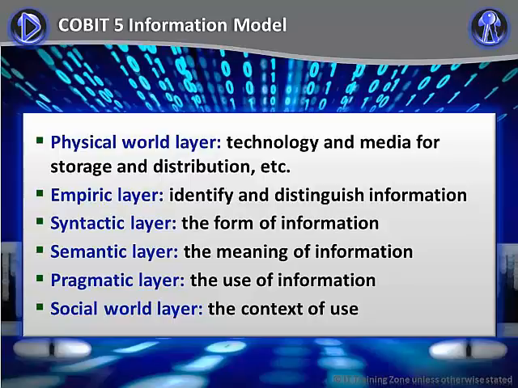Before we go on to the next topic, let's just summarize what we've learned about the 6-layer information model. Physical world layer: technology and media for storage and distribution, etc. Empiric layer: identify and distinguish information. Syntactic layer: the form of information. Semantic layer: the meaning of information. Pragmatic layer: the use of information. Social world layer: the context of use.